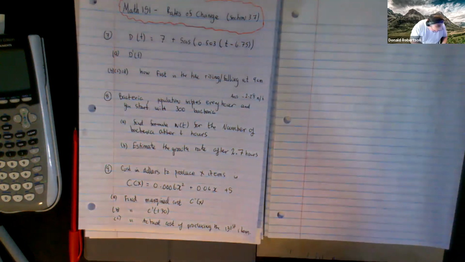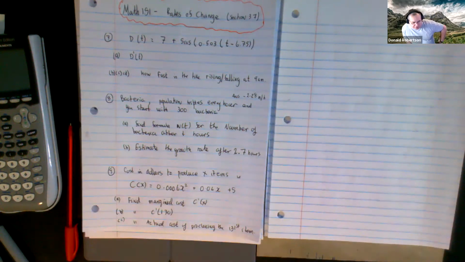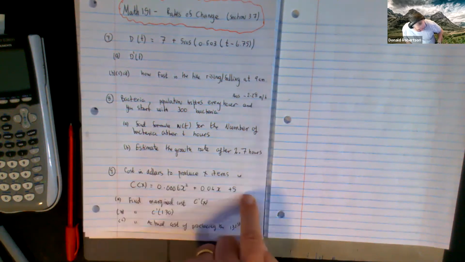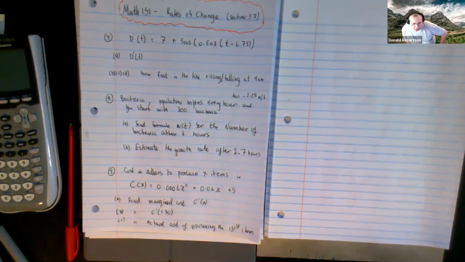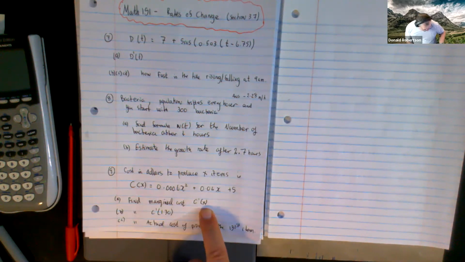Last question. I am not a business major. Actually, I'm not that interested in business. But did you know that if you have a formula that tells you the cost in dollars to produce x items of whatever it is, you can find a thing called the marginal cost. Evidently in business, the marginal cost is very useful. It's actually the rate of change of this function. So it is C dashed of x.